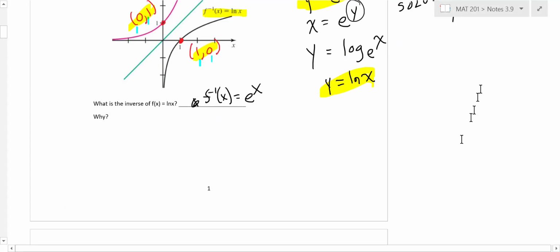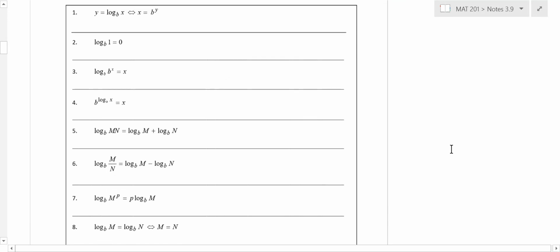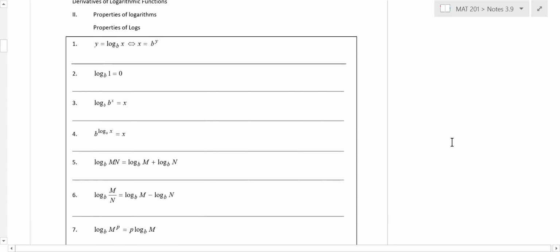All right, let's move to the next page, and we're going to review some properties here. Log properties are a really big deal in this section, and in the future, when you encounter logarithms, you want to know all these properties. So I'm going to quickly review all these things. Property number 1 is the most important because it's where all the rest of them come from. So let's do that one more time.